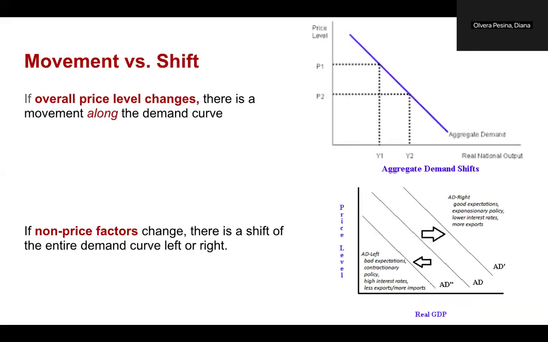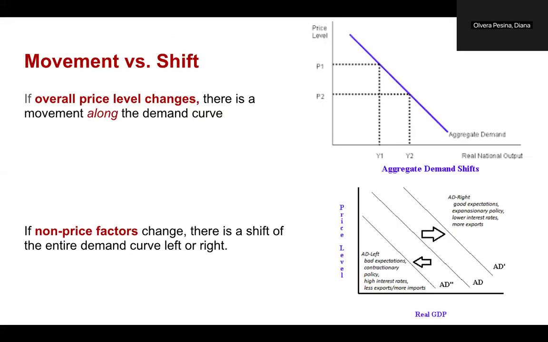Another thing affecting this is movement versus shift, and it's very important to understand. So if my overall price level changes, there will be a movement along the demand curve. You can see this in our first chart on our right. We have our original price point and then a movement. So our price level dropped, and then my second price point with an increased demand at a lower price.